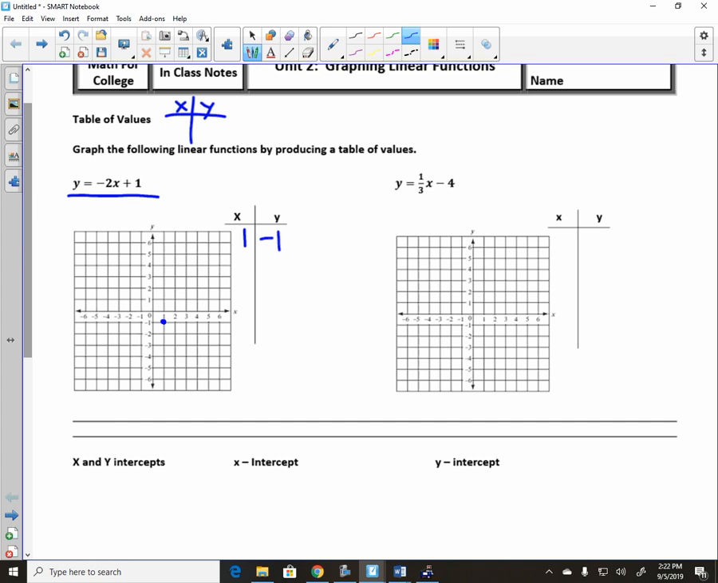1, negative 1. There's a special number that I like to pick. 0. Love picking 0 because negative 2 times 0 is 0. Plus 1 is 1. I plot 0, 1. And we always encourage you to try a third point to make sure that it fits on the line. If you want to try negative 1, sounds good. Negative 2 times negative 1, 2, plus 1, 3. So notice what I have here. I have 3 points that all fall on a line, and sure enough, you can draw that line.